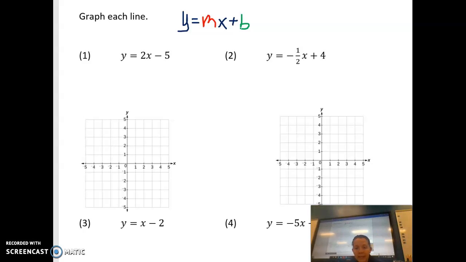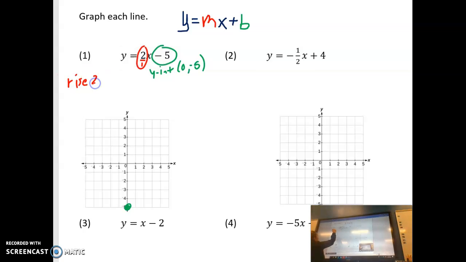So looking at this equation, it's already in slope-intercept form. So this represents my y-intercept of (0, -5). So there's my first point. Now the number in front of x represents your slope. So this needs to be a fraction, so I put it over 1, which means I rise 2, run 1. So from this point, I'm going to rise 2, run 1. And there's my second point. I have my line.